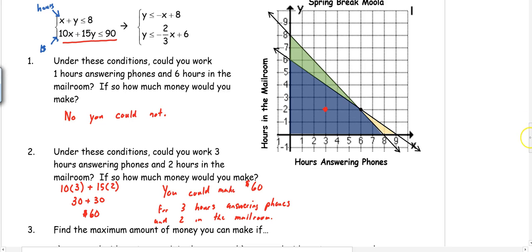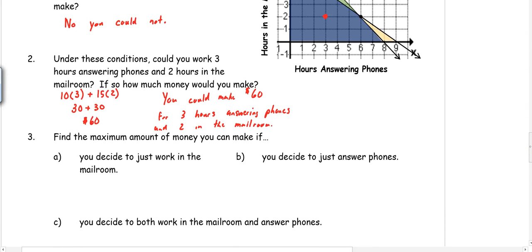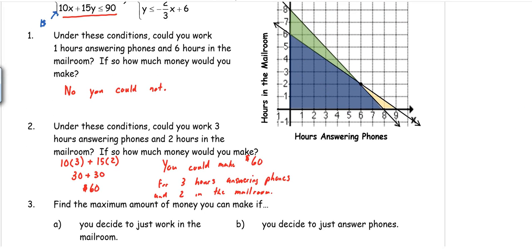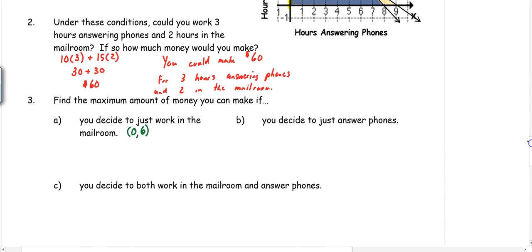Find the maximum money if you decide to only work in the mailroom. If I only work in the mailroom, that's along my y-axis. What point is touching the feasible region that would get me my maximum amount? I want to look at the corner points here. This corner is (0, 6). So if I work 0 hours answering phones and 6 hours in the mailroom, how much money would I make? Remember that our money equation is $10 times the hours answering the phone plus $15 times the hours in the mailroom, which gets us 0 plus 90. So you would make $90 for 6 hours in the mailroom.